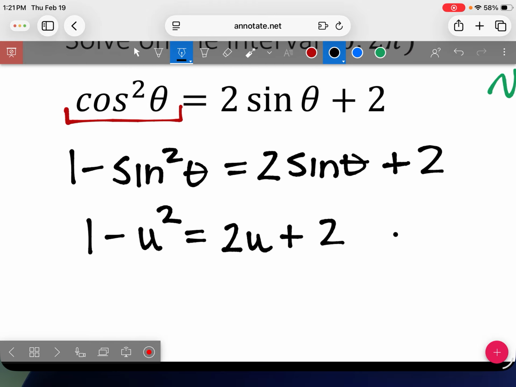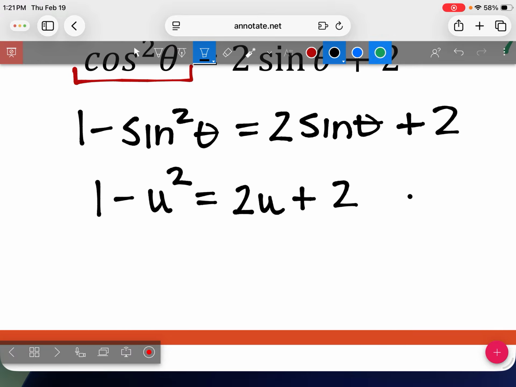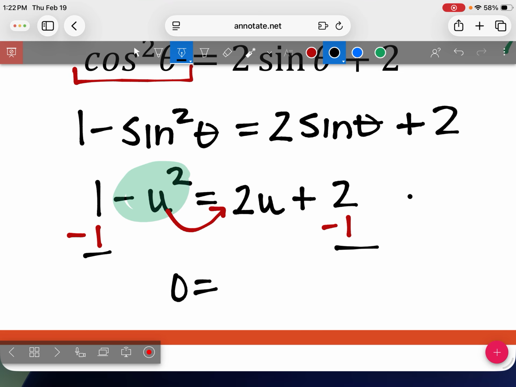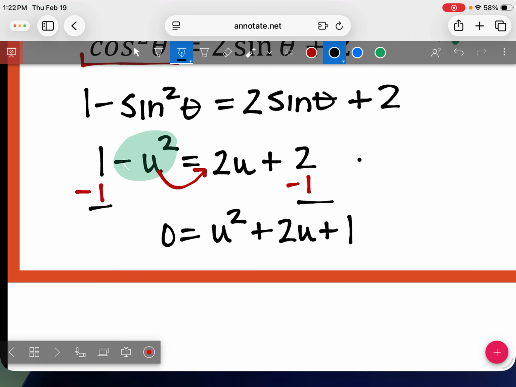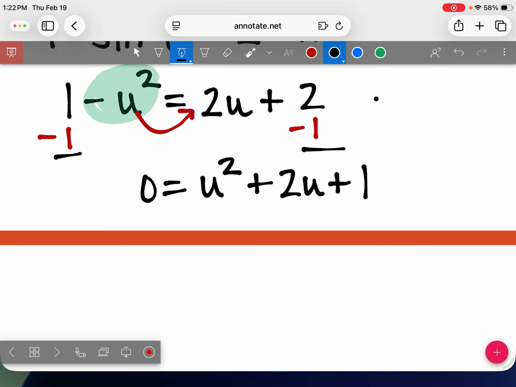So again, this term has to be positive. So I'm going to add the u squared, and I'm subtracting the 1. So this is going to move over and become negative. And now I'm subtracting 1. So that'll give me 0 equals a positive u squared plus 2u plus 1. No box needed because a is 1.